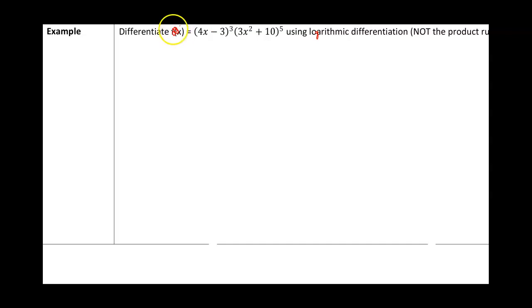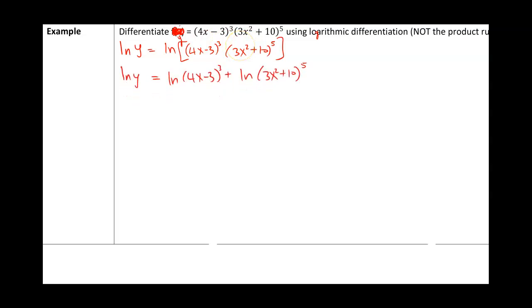So we are going to replace the f of x with the y because f of x and y are the same thing. And then we're going to take the natural log of both sides. Now, once we do this, we can use the property of natural logs where the product of two terms equals the sum when you split them up into separate natural logs. So we have ln y equals ln (4x minus 3) cubed plus ln (3x squared plus 10) to the 5th.